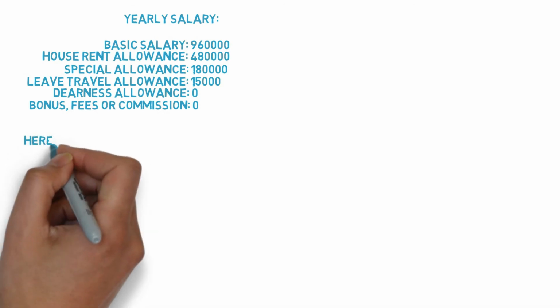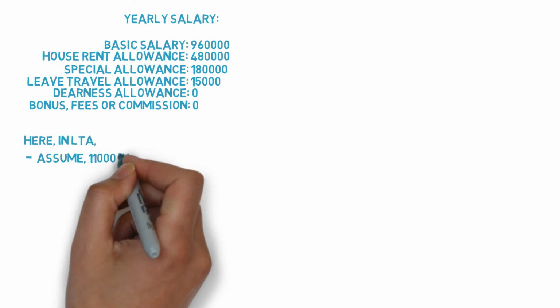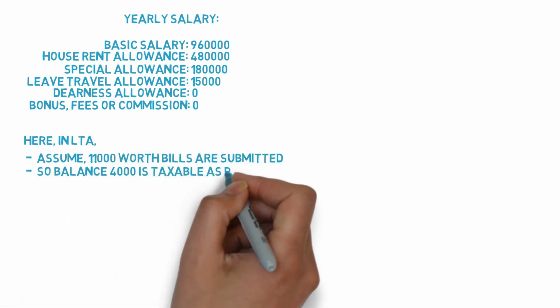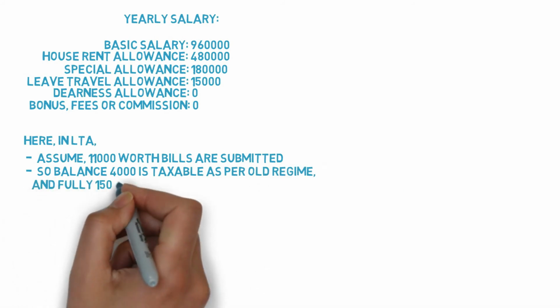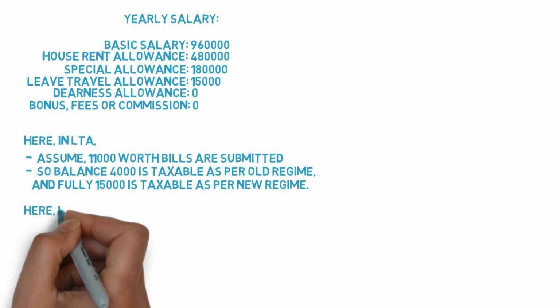So here in LTA, assume that he submits 11,000 worth bills. So out of the provided 15,000, the balance amount of 4,000 is taxable as per old regime. But as per the new regime, 15,000 is fully taxable.